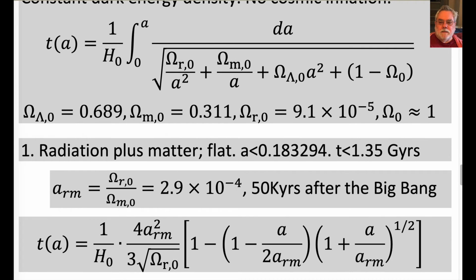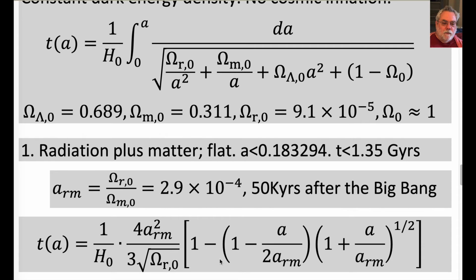The first case is radiation plus matter, with dark energy density being negligible, and a flat universe. This constant a sub RM is the scale factor at which radiation gives way to matter. We covered that in the main course.